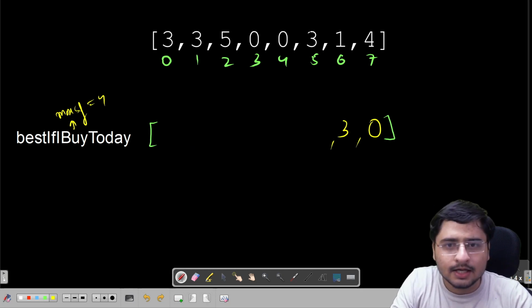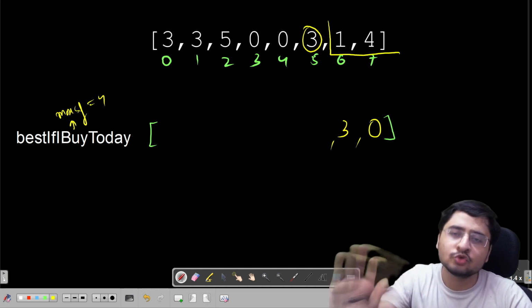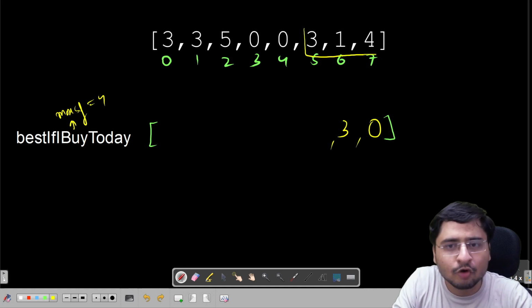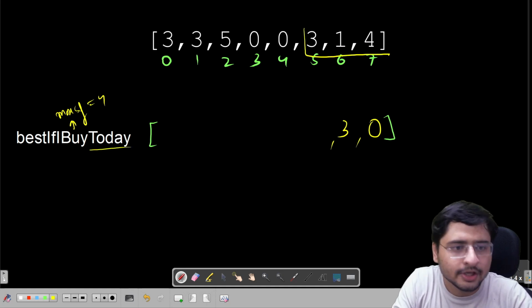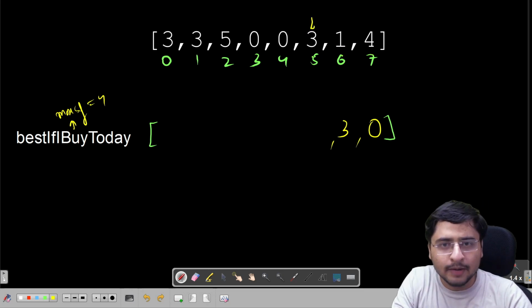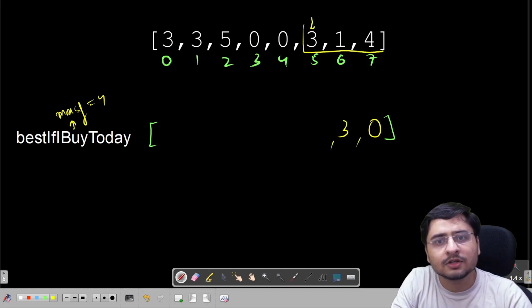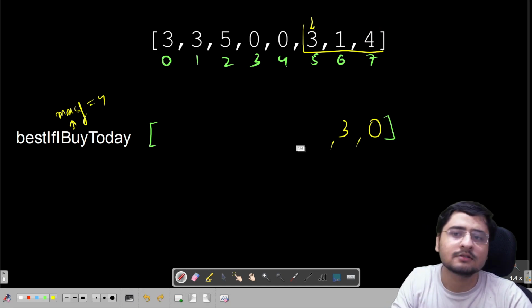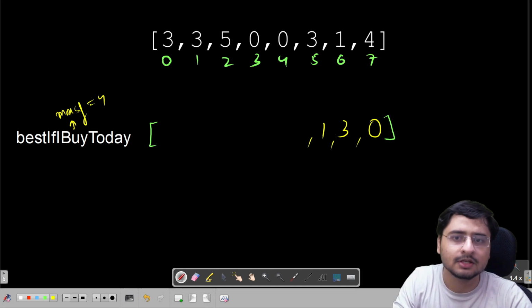Again, I want to buy today. What is the best selling price in future? That is the maximum of all of these, because today I can sell today as well, right? So if I want to buy today, what is the maximum of all of these? It's 4. So I'll be selling on 4. What's the profit I'll be making? Buy here, sell here, 1 is the profit I'll be making.